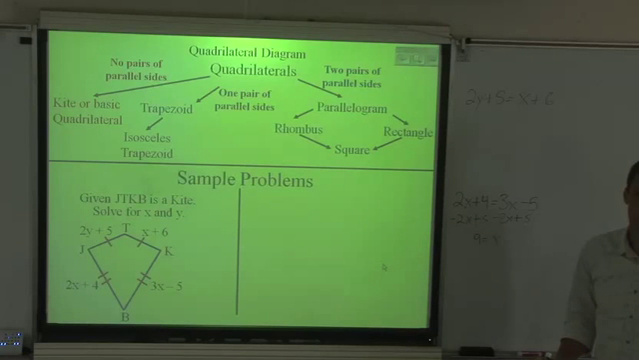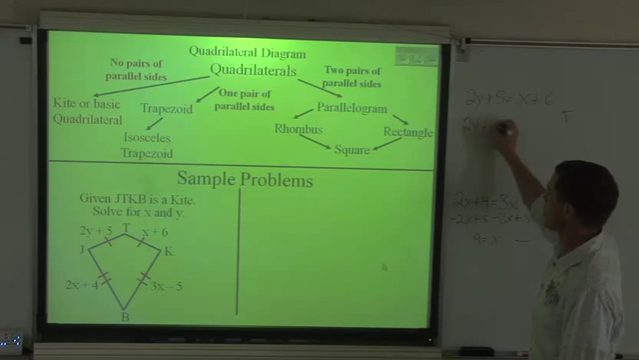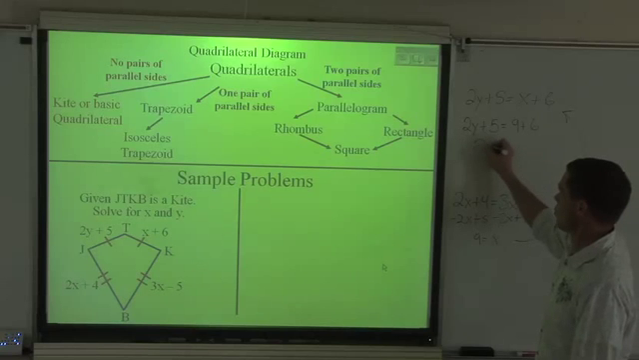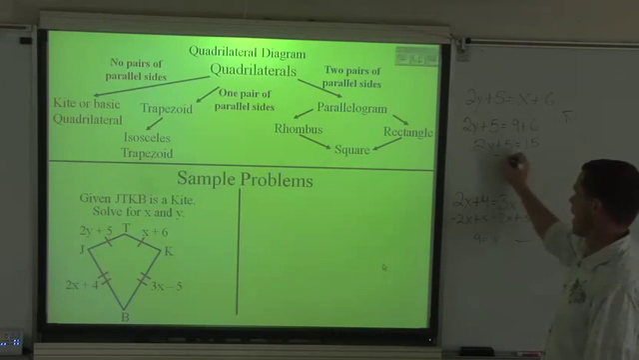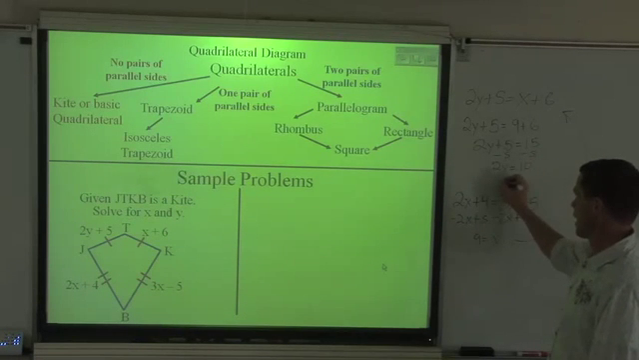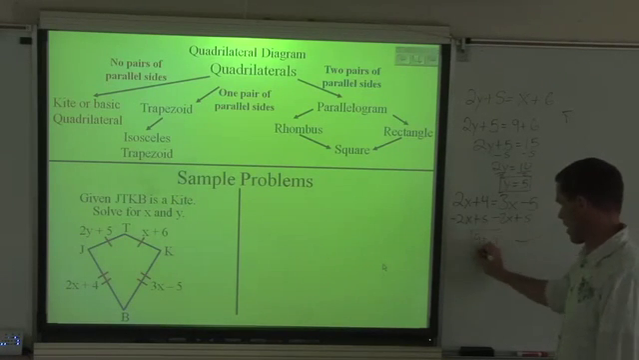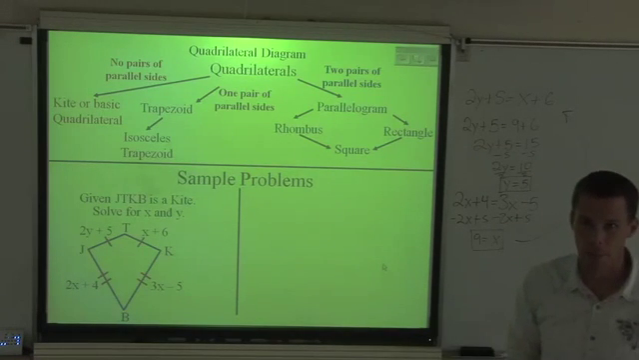I have solved for x, so I will now substitute into this equation: 2y plus 5 equals 9 plus 6. 2y plus 5 equals 15. Subtract 5 from both sides. 2y equals 10. And now we divide by 2 and we get y equals 5. So my two answers are y equals 5 and x equals 9.